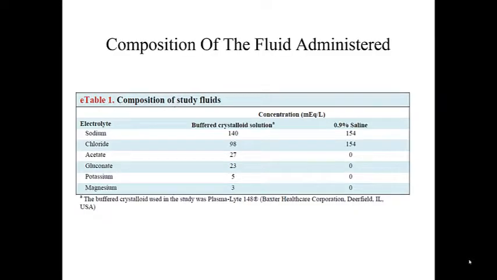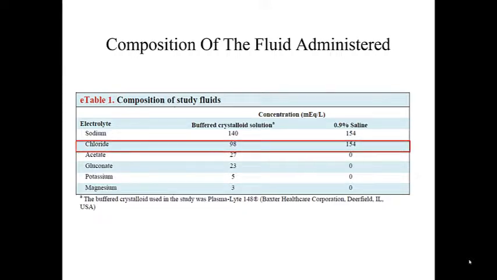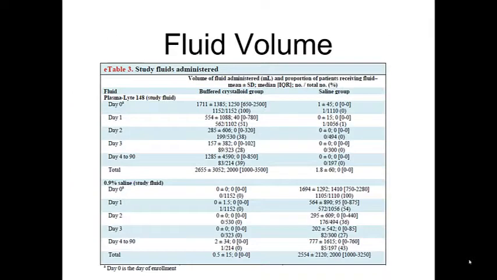So regarding the composition of the fluid that was administered in both arms, one was the buffered solution like Plasma-Lyte, and the other one was normal saline. As you can see, there's a significant difference of chloride in these two solutions. One has about 98, close to the serum, and the other one has 154, which is a higher amount compared to the buffered solution.